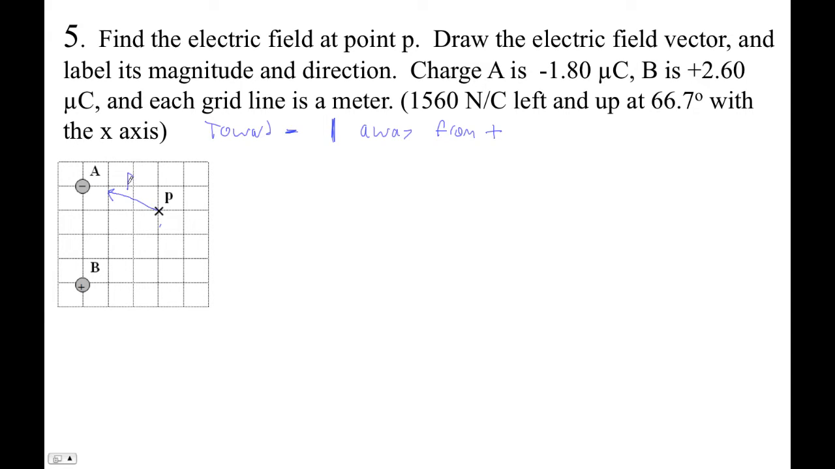Okay, so here's our electric field due to A. The electric field due to B, though, is away from B. It's like that. Okay, so electric field of B is actually at 45 degrees. The electric field of A is here somewhere before 180 degrees. Okay, so the first thing to do is to just figure out the magnitudes of these, right?